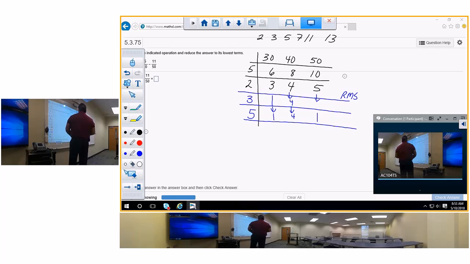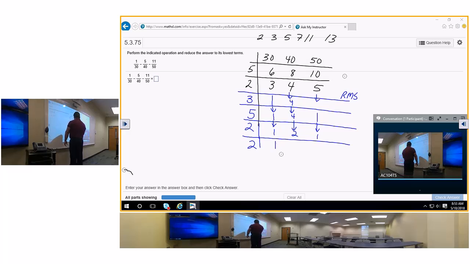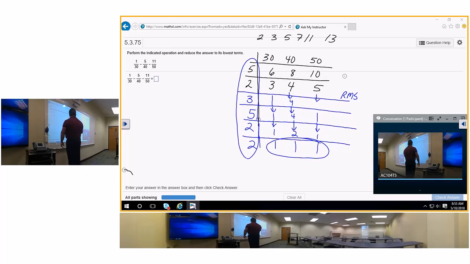Okay, now I'm going to divide by 2. And that comes down as 1. That comes down as 2. That comes down as 1. I'm going to divide by 2 again. That comes down 1. 2 divided by 2 is 1 and 1. We've got our 3 1s. So this is your least common multiple, which is your common denominator.